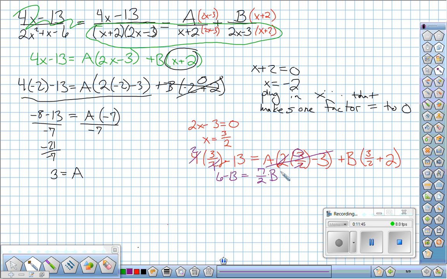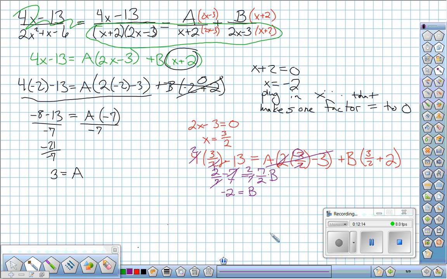And when I divide by a fraction, I really am multiplying by its reciprocal. And let's do 6 minus 13 as well, and we'll get negative 7. So I'm going to multiply both sides by 2 over 7. When I multiply this left-hand side, I get negative 2 over 1, so that's just negative 2 equals B.